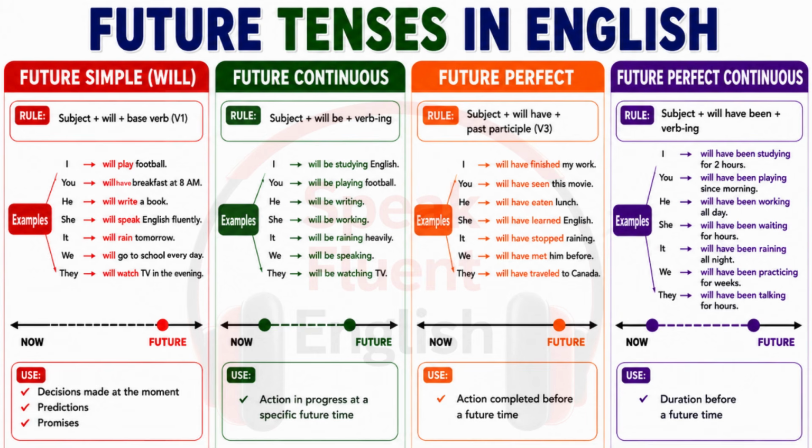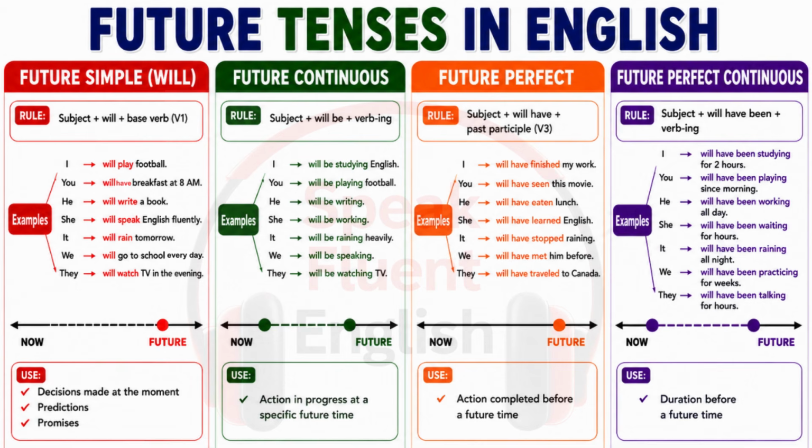We use the future simple for decisions made at the moment, predictions, and promises. The rule is subject plus will plus base verb, V1. For example, I will play football.